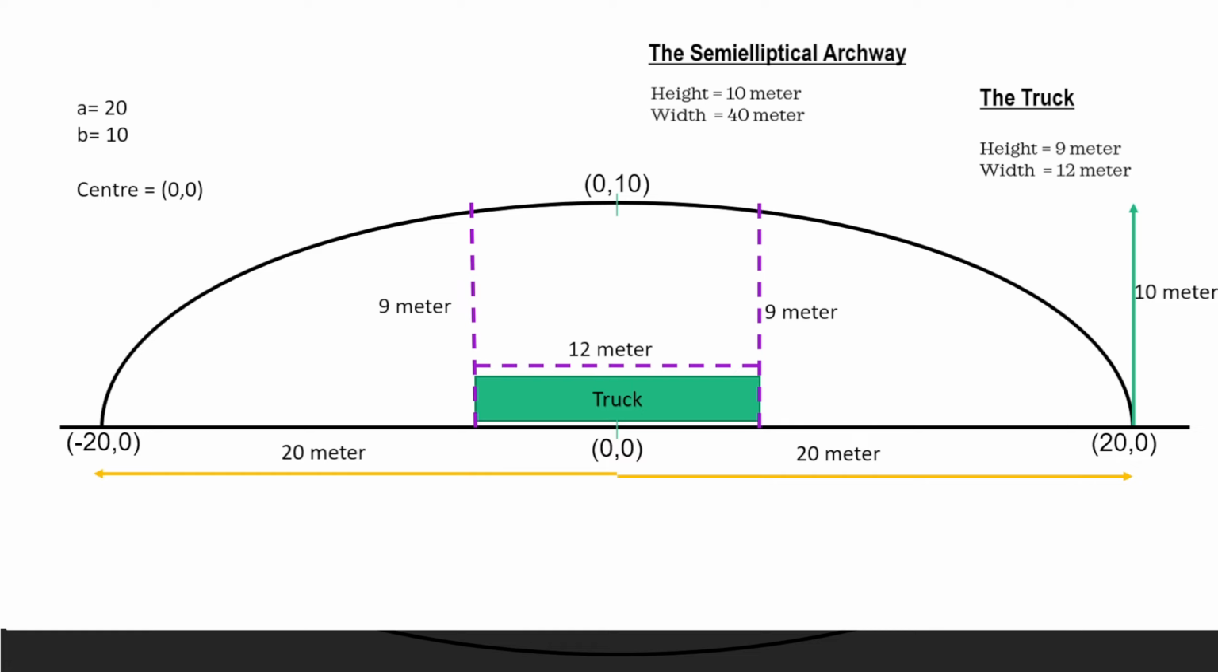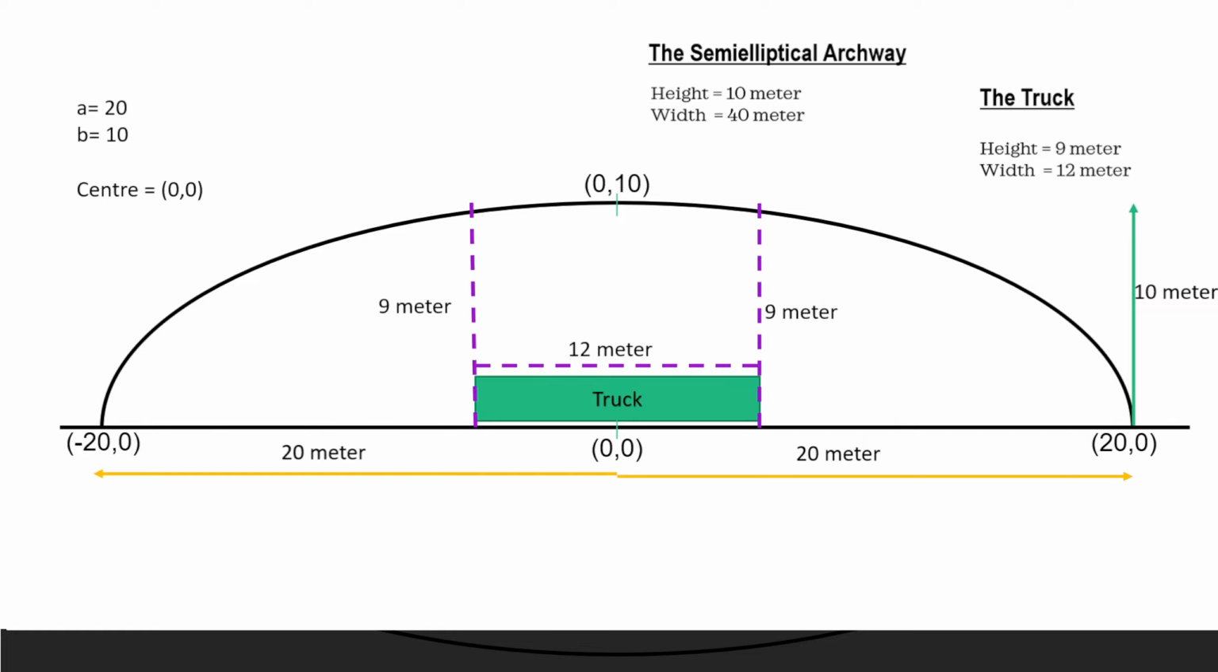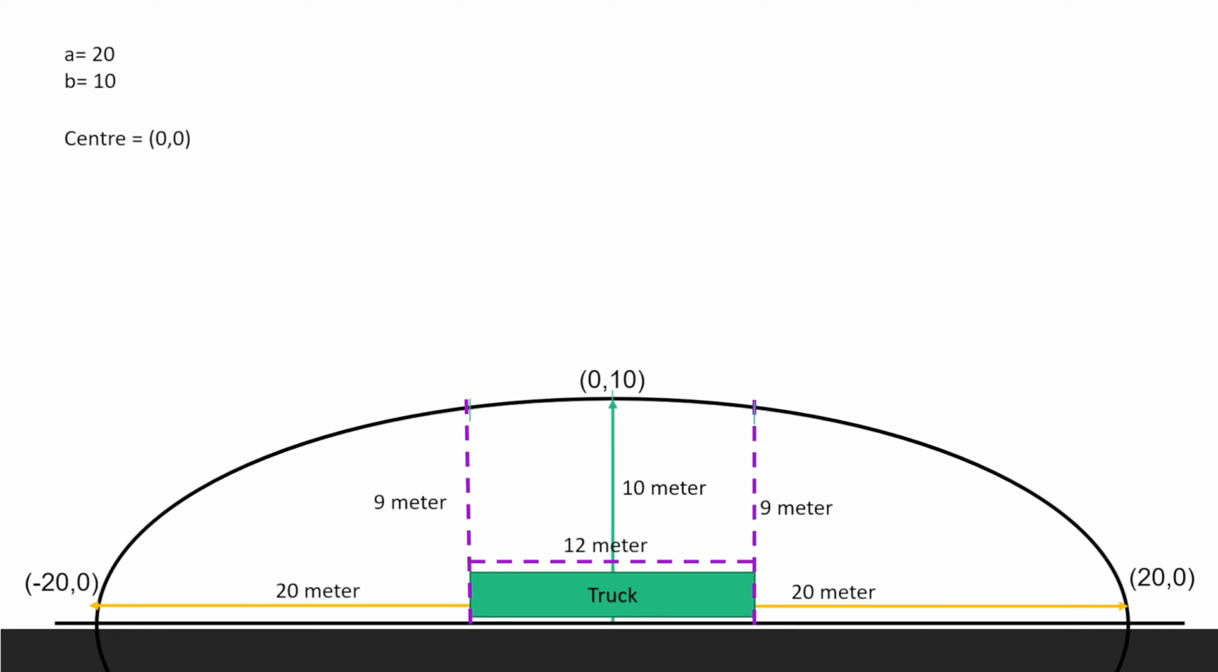Now we just fit the truck into the archway. We know that the height of the truck is 9 meters and the width of the truck is 12 meters. And then we can get the x value from the width of the archway, just subtract the width of the truck and divide by 2, so we can get positive and negative 6. So that's all the information we can gain from the statement. Now I'll pass to my teammate Kevin.